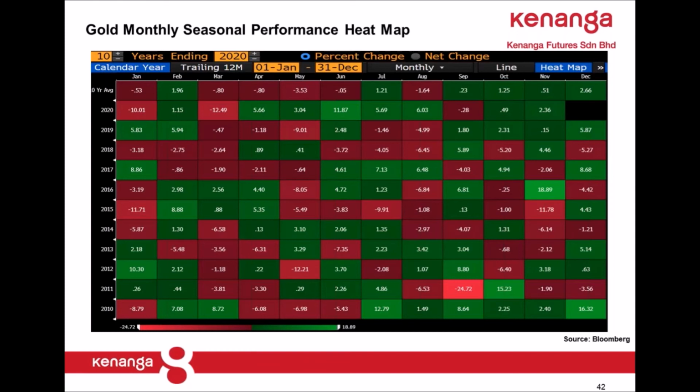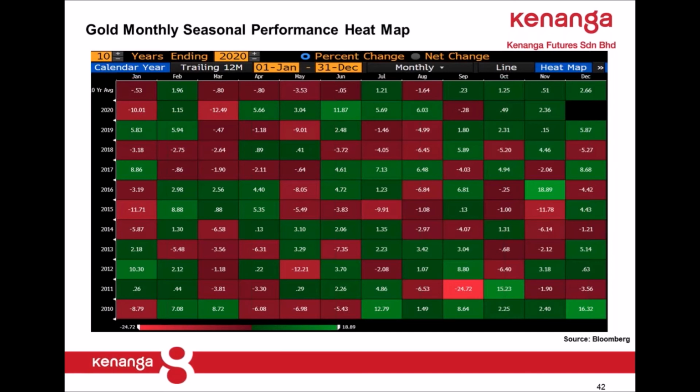Okay, this is a monthly seasonal performance heat map. Actually, sorry, this is copper, not gold. As you can see, there is no particular seasonal trend, and copper is widely used across the world 24/7 without any special season. So if you are a seasonal trader, you have to take these factors into consideration. It is not a seasonal price product.